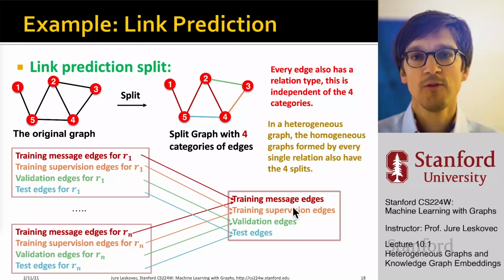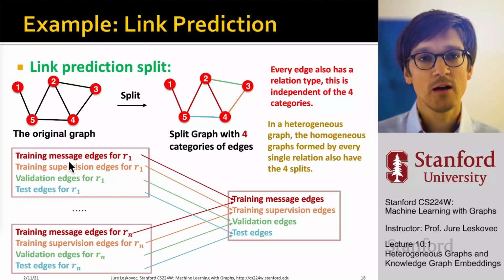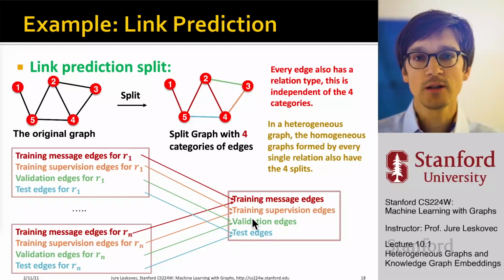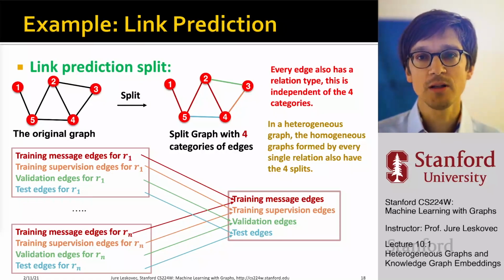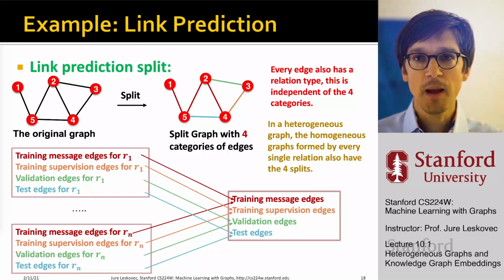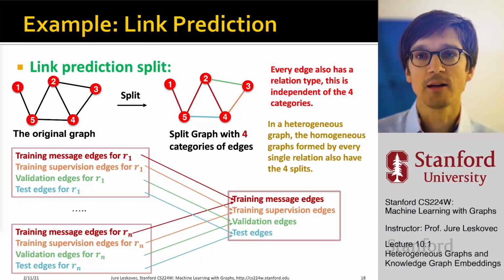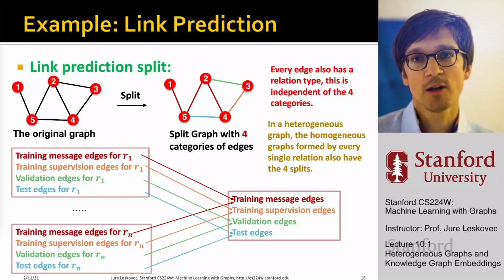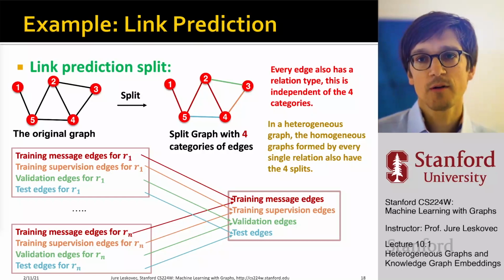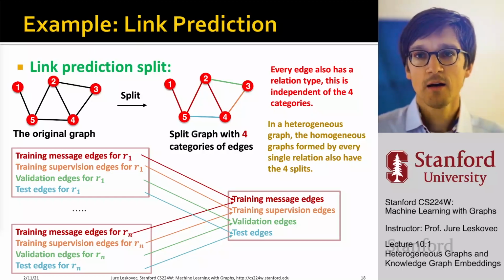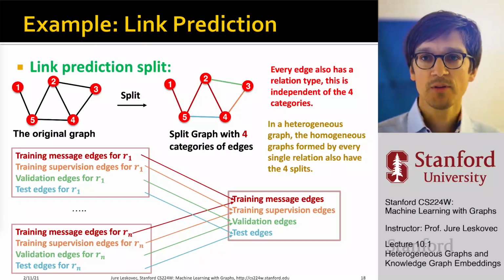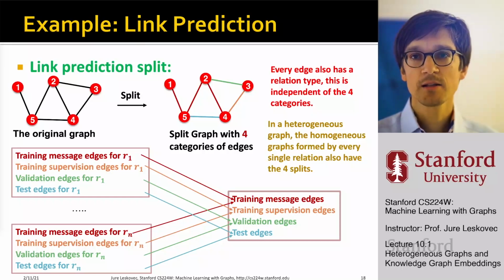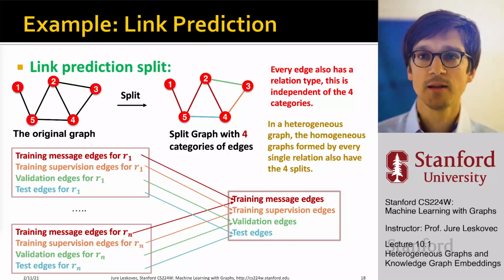all the message edges for the training, take all the training supervision edges for each separate relation type into the training supervision edges, and then the same for validation edges and for test edges. The point is that we want to independently split edges from each relation type and then merge these splits together. The reason is that even for a very infrequent, very rare relation type, some of the instances will be in the training, some in the validation, and some in the test set.